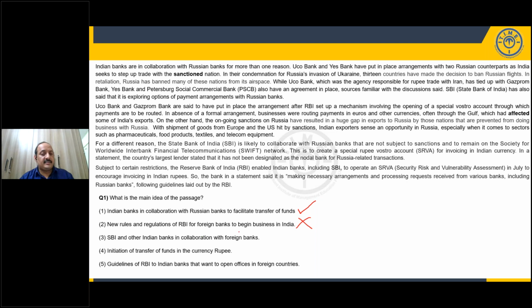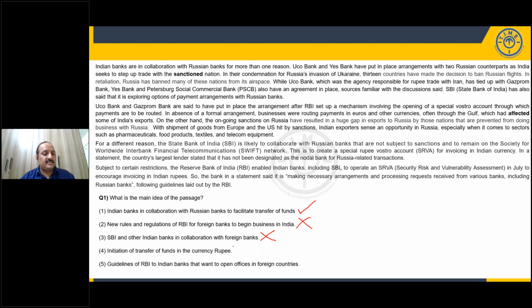SBI and other Indian banks in collaboration with foreign banks, but the bigger focus was on Russian banks, and only towards the end we talked about other banks, including Russian banks. So that can't be the main focus of the passage. So 3 also gets eliminated.